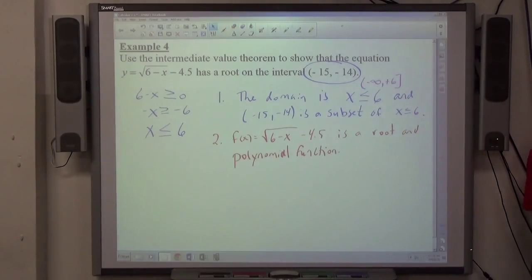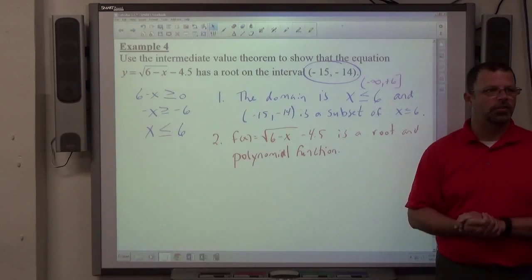Root and polynomial function. So the root part is the square root of 6 minus x. The polynomial is the minus 4.5. If it had plus 6 sine of x, it would also be a trigonometric function. If it also had 6 over x, it would also be a rational function. So it could be a combination of these functions.